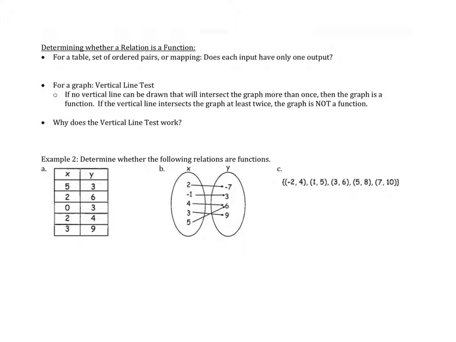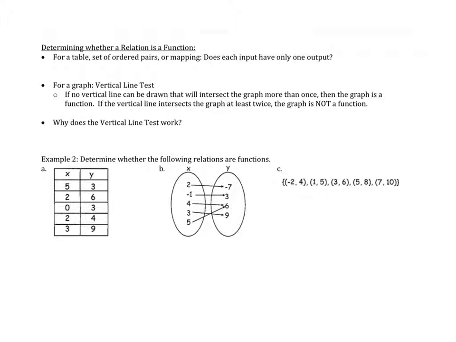Alright, determining whether a relation is a function. Remember the story I told about the chair being created by putting wood in the machine, and that's the function of the machine? So we have to figure out whether or not the machines that we're exploring function. So it says for a table, set of ordered pairs or mapping, does each input have only one output? For a graph, do the vertical line test. If no vertical line can be drawn that will intersect the graph more than once, then the graph is a function. If the vertical line intersects the graph at least twice, the graph is not a function.